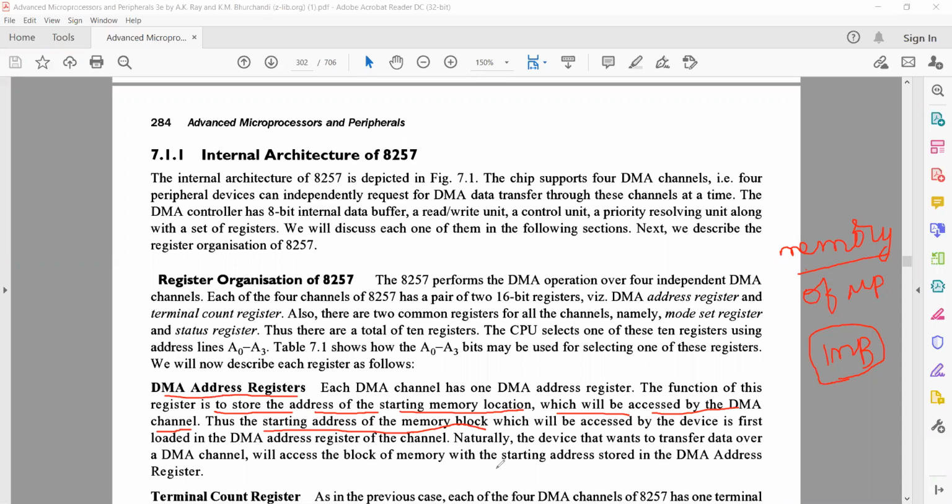So when we know the starting address of that particular data storage, and each memory location can hold 16 bits, from there it calculates, and that decides your ending address. There is no need to provide the ending address. We just need to provide the starting address to the DMA controller. That's it, right? So that is about the address register. Hope the purpose of the address register is clear to you. Next, the terminal count register. This is very important.